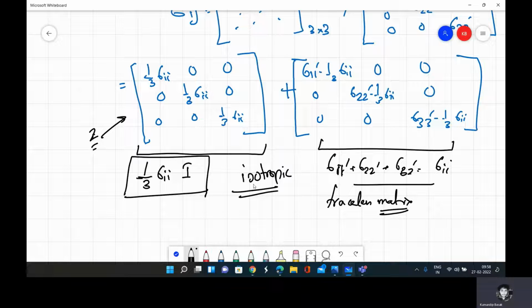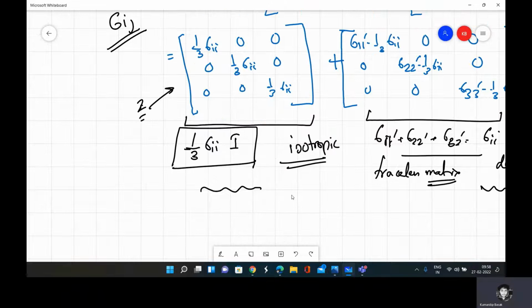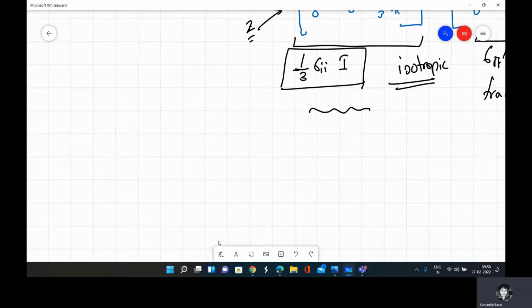This becomes isotropic and traceless. We call it a deviatoric part. That is, we construct the sigma ij as an isotropic part and a deviatoric part. Fine. Now understand the physical aspects of this isotropic and deviatoric separately.